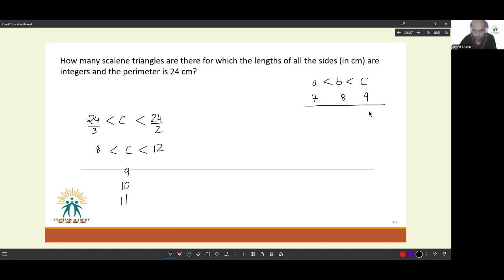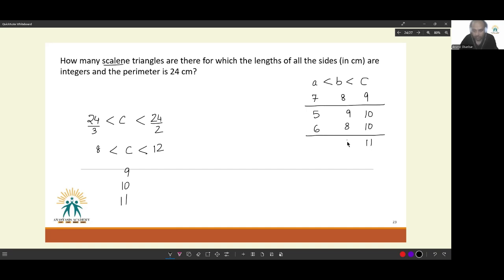This is done. What if I take 10 here? 10 and 9, 19. So this should be 5. Now 9 and 5 can come closer to each other by 1. So this will become 8. This will become 6. This is 10. 8 and 6, if they come any closer, they'll become equal, 7 and 7. So it will no longer be a scalene triangle. So no more cases here.